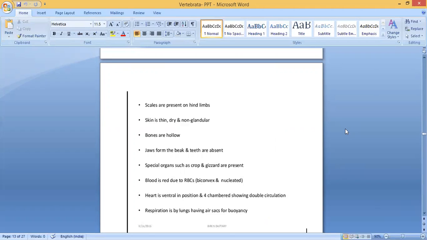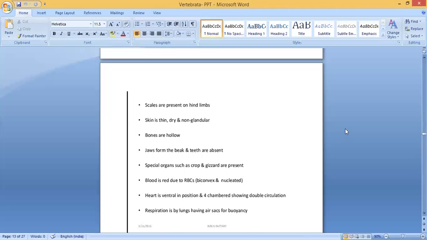Bones are hollow. In our case, bones are filled with bone marrow, but here the bone is like a pipe, hollow and filled with air. Clear? So that is the reason the birds can fly in air. They are very lightweight. Jaws form the beak, and teeth are absent. You have seen the beak for the birds, and the teeth are absent.